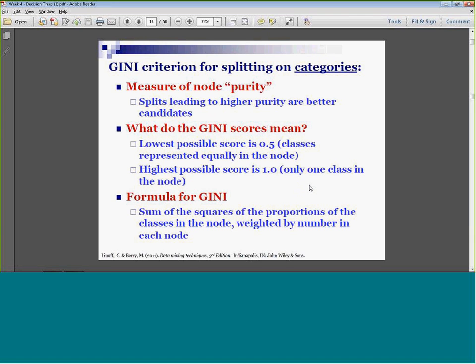But we need to be able to calculate that, because we can't just sit there and intuitively try to guess at this. So we use something called a Gini score. It's one of the common methods. There are a couple, but this is the one I like the best. And of course, SAS Enterprise Miner does do this.